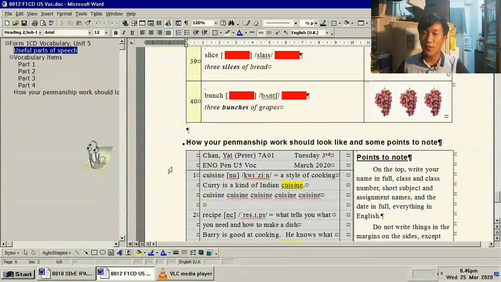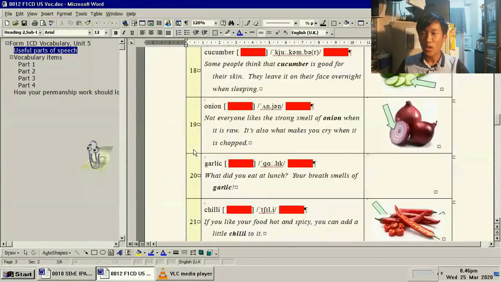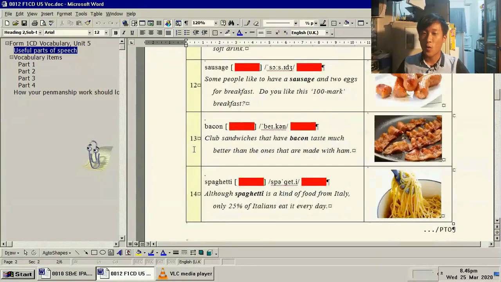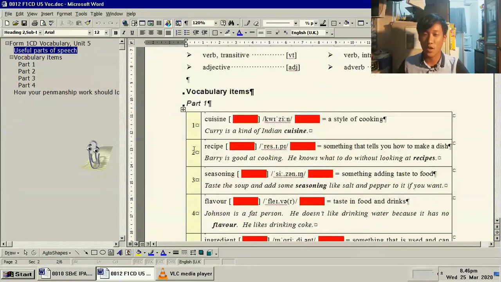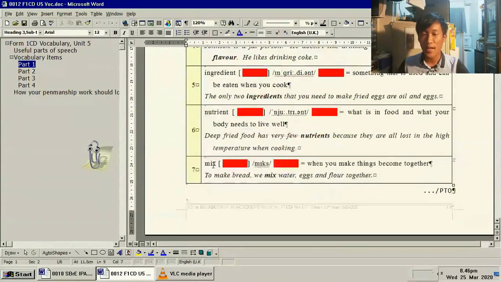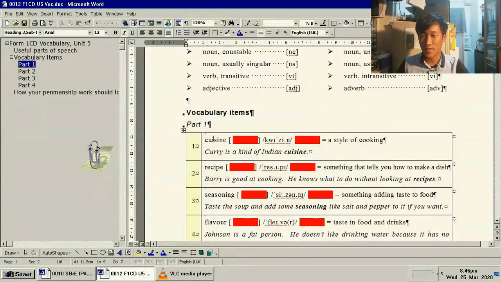So I think for this vocabulary list, I'm going to do a few items every time. For this video, I'm going to focus on vocabulary items 1 to 10. They are all in part 1. And then I'll talk about how you should do your penmanship exercise, and then I will be done. Later on, I'll make another video or even more videos to focus on other vocabulary items.